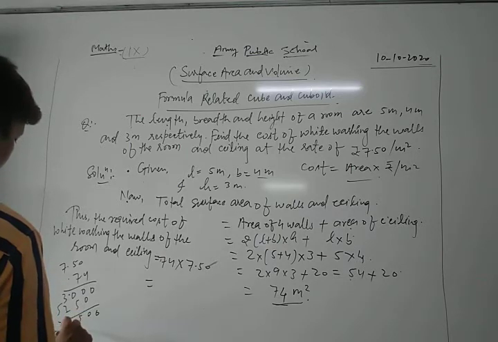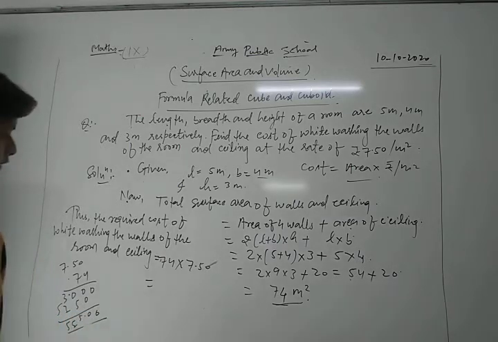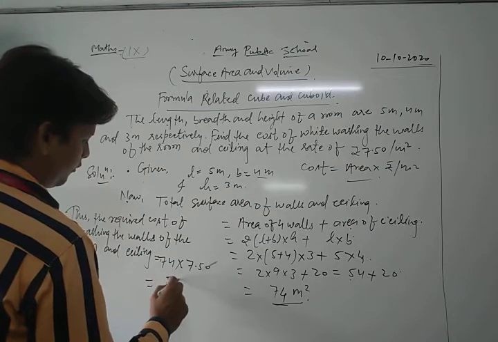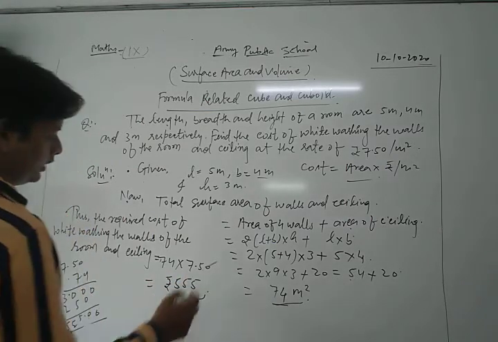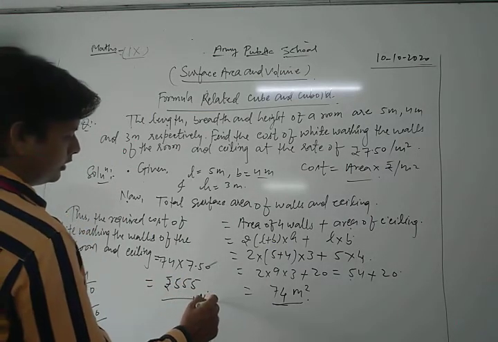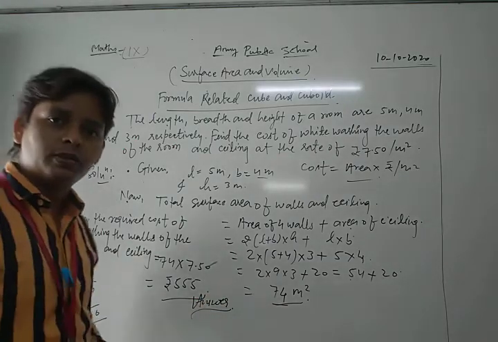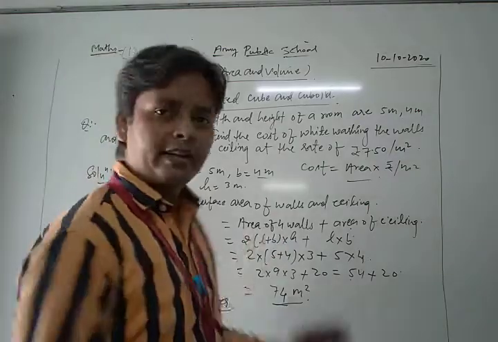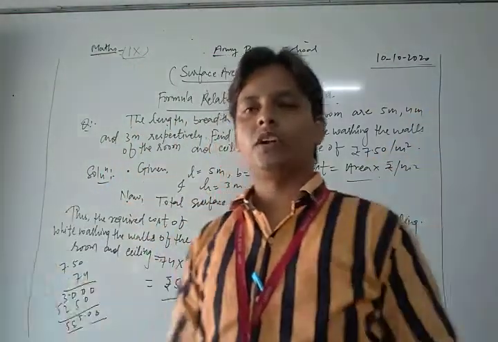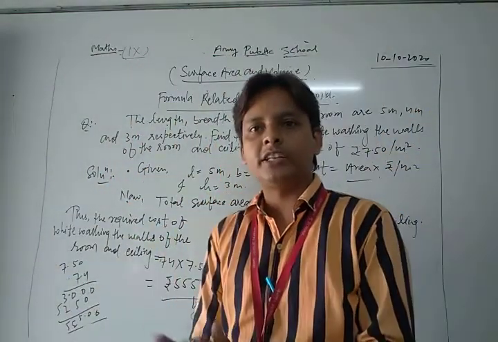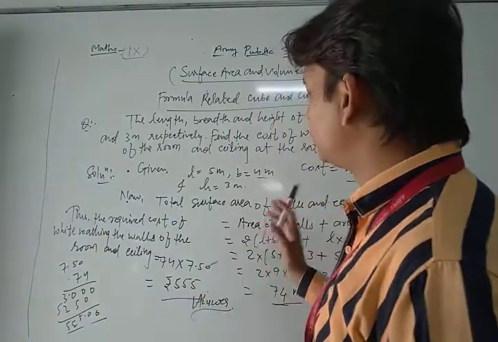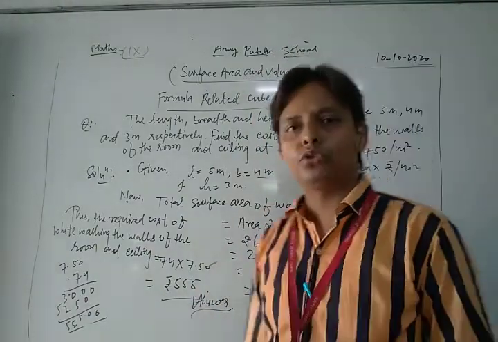0.53255. Take 2 decimal places here, so it is 555 rupees. Thus this is our required answer. Thus, dear students, in this way we can solve that type of question. This is one of the most important questions of your NCERT exercise, so please do more and more practice of that type of question.